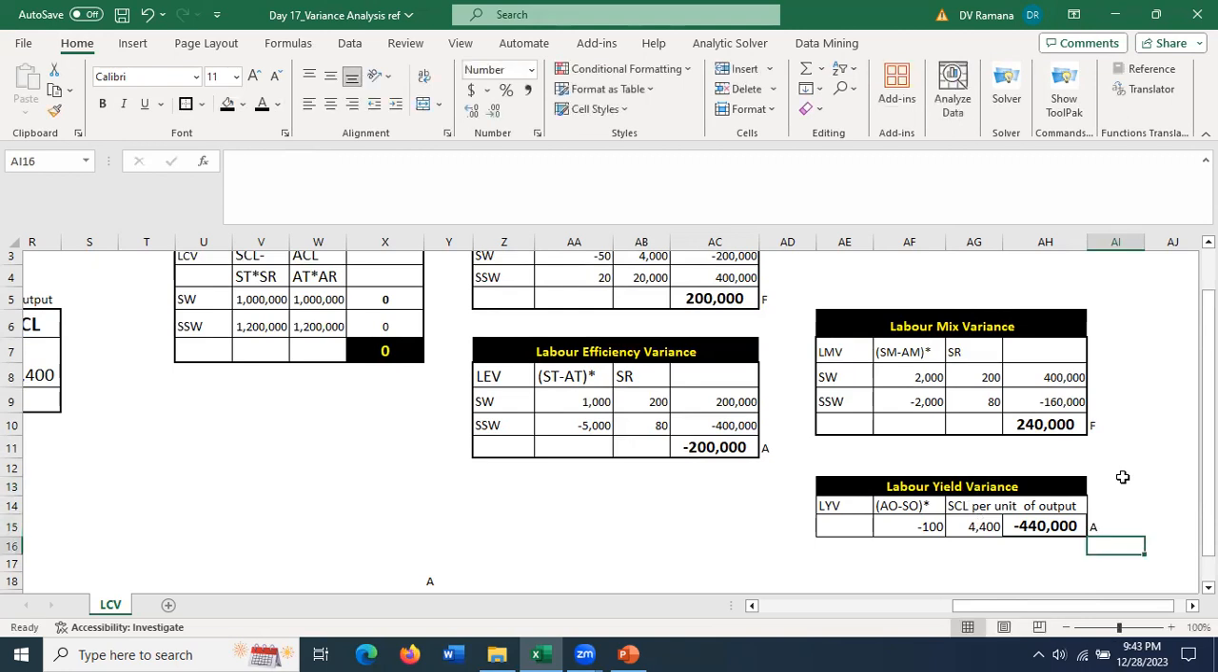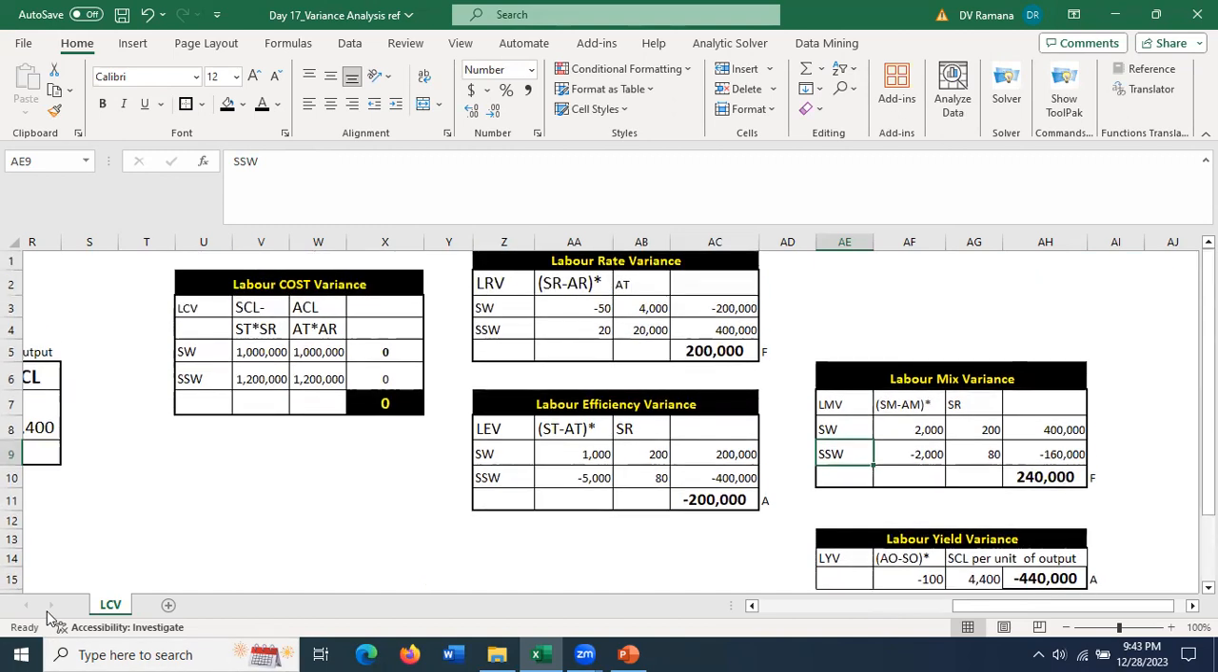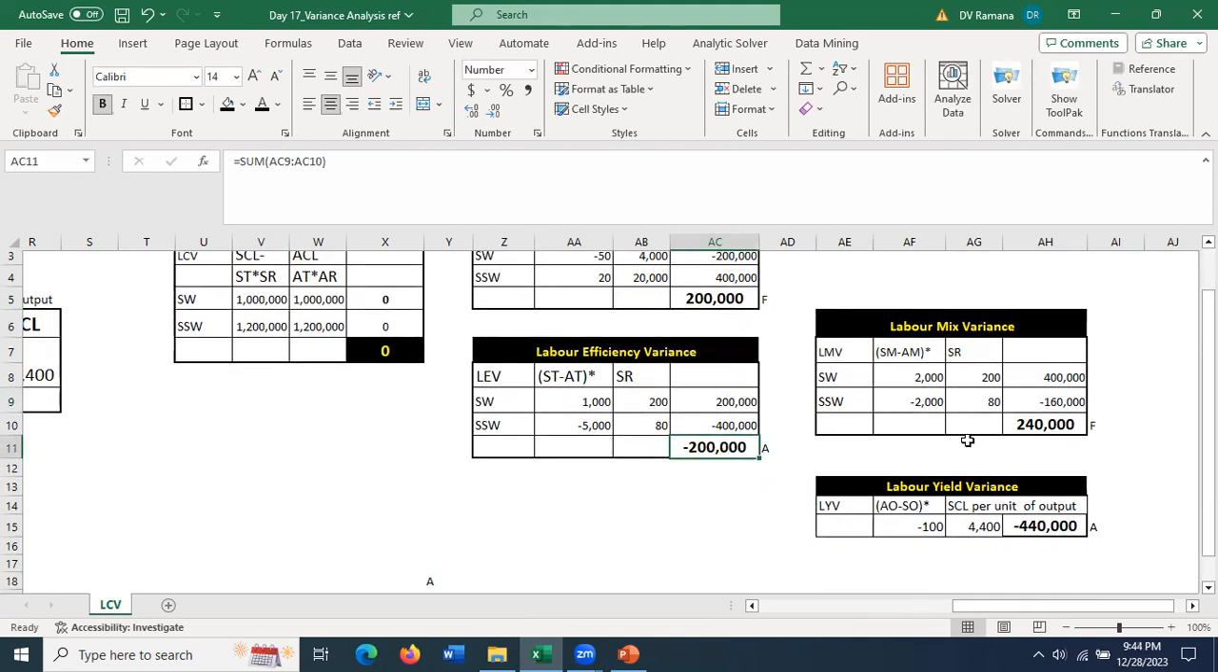That's what I mentioned. It's possible that your mix variance is favorable because you have used more of unskilled workers. And because you have used more of unskilled workers, overall efficiency has gone down, so you produce less in a given time. So we can observe cost variance may be zero, but there is a rate variance, there is efficiency variance, there is mix variance, there is yield variance.